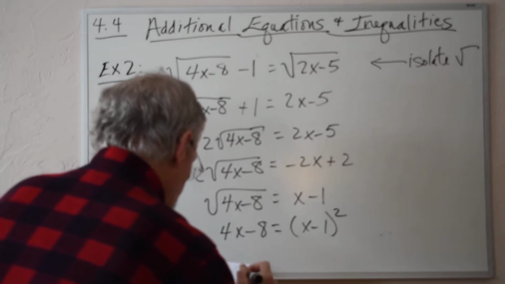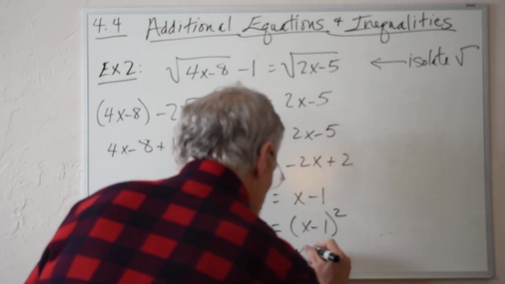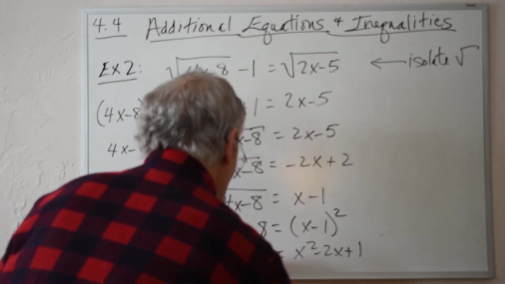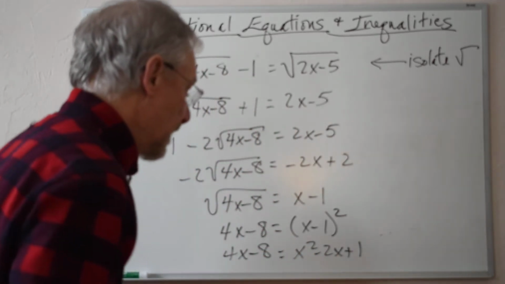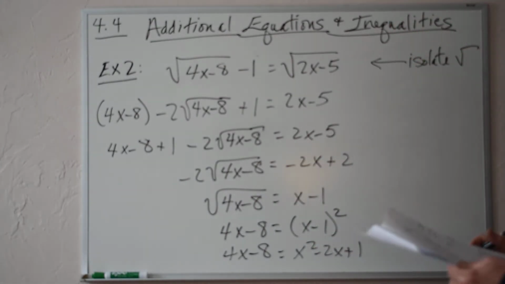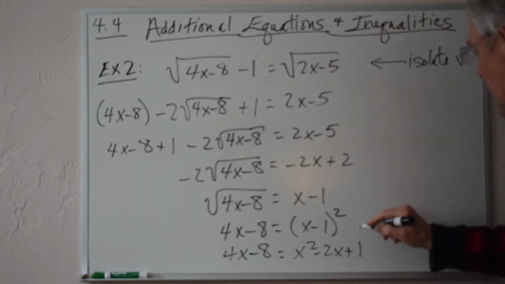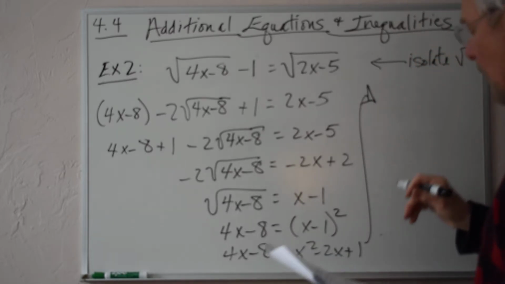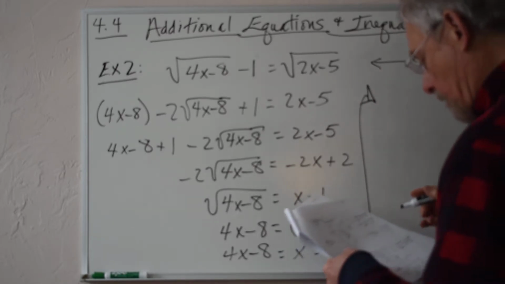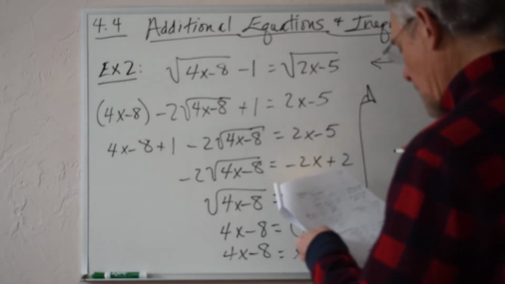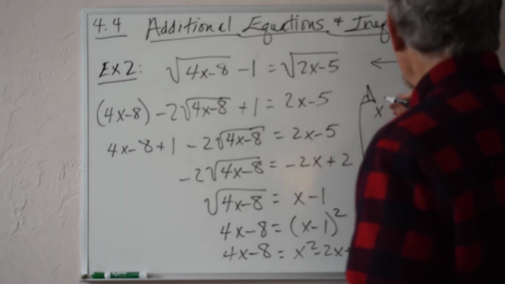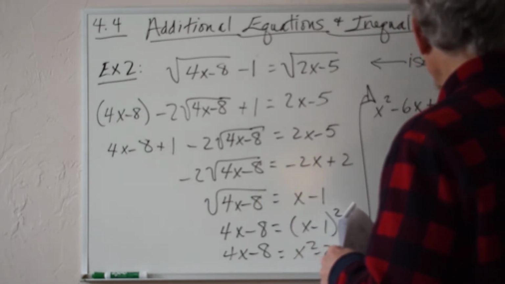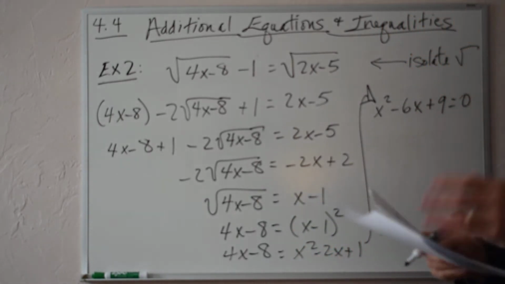And this gives us x squared minus 2x plus 1 equals 4x minus 8. Let's see if we can go up here, squeeze some more work in on this whiteboard. I clear everything to one side. And I get there.